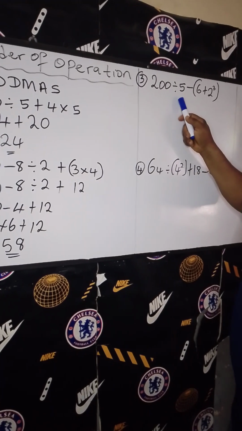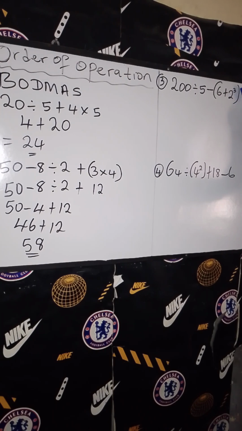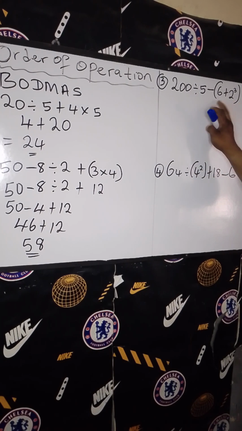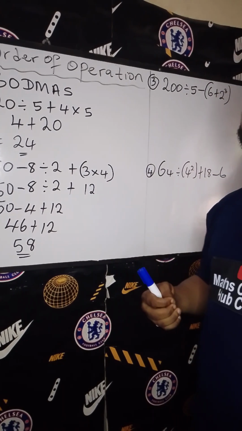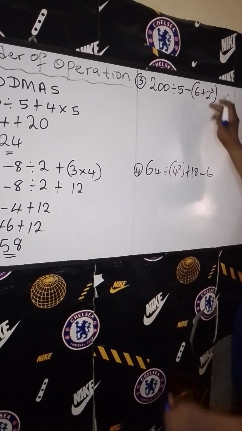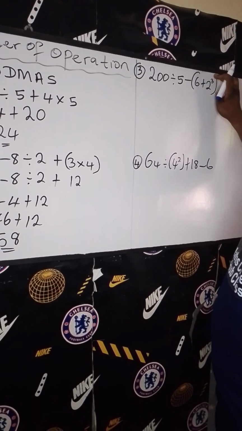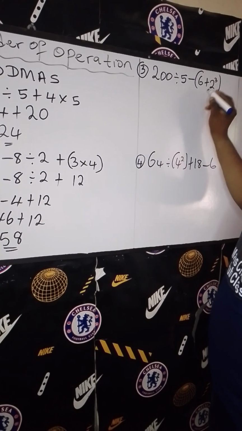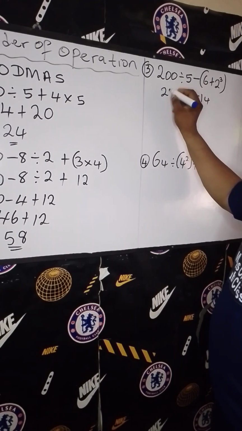Okay, let's look at the third question, which is 200 divided by 5 minus, in bracket, 6 plus 2 raised to the power of 3. Of course, the first thing we do here is the bracket. First, we find 2 raised to the power of 3, which simply means 2 times 2 times 2, that is 2 in 3 places. 2 times 2 is 4, 4 times 2 is 8. So 2 raised to the power of 3 gives us 8. And we have 8 plus 6, which is 14. We bring the others down.